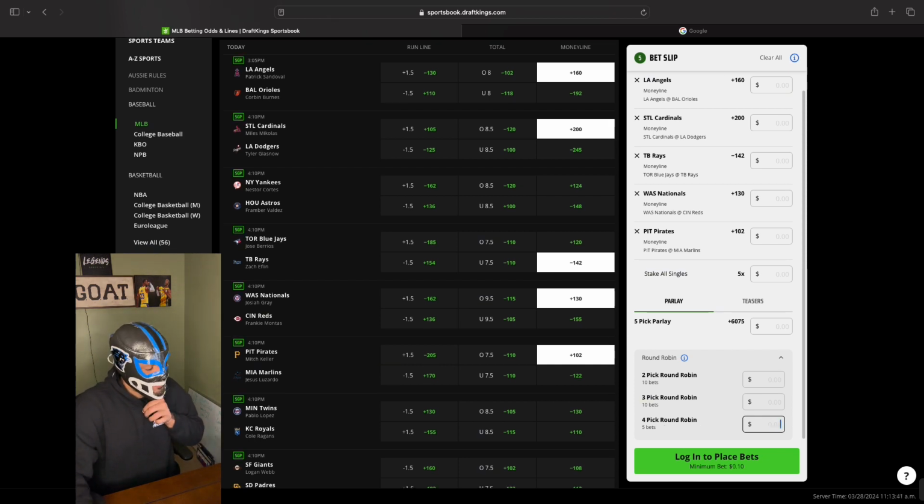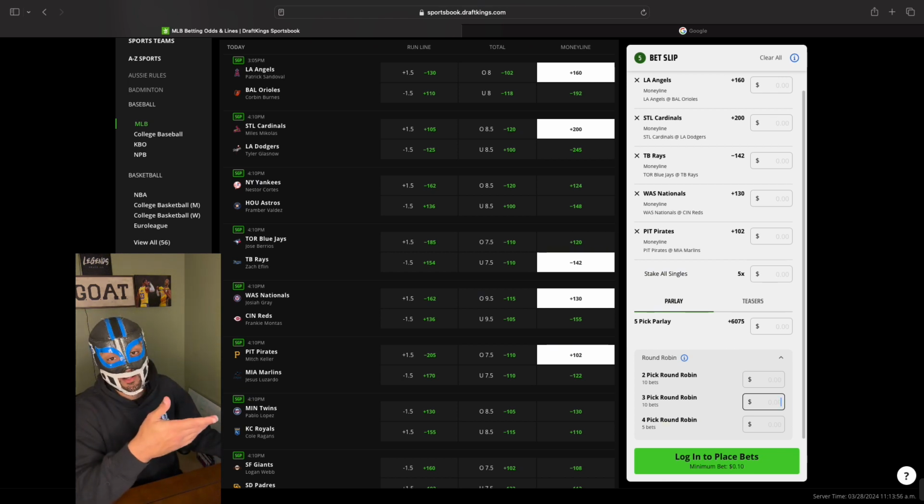But what a round robin is, if say we did this 5-teamer right here, and you pick a 3-pick round robin and hit 3 of them, you make some money. Now, you won't make as much as you would if you hit all 5 for a parlay, but you'll make some money. This is a safe way, if you like some underdogs, to almost not guarantee, but get some profits. It's not going to be a lot, but it's going to be some profits.